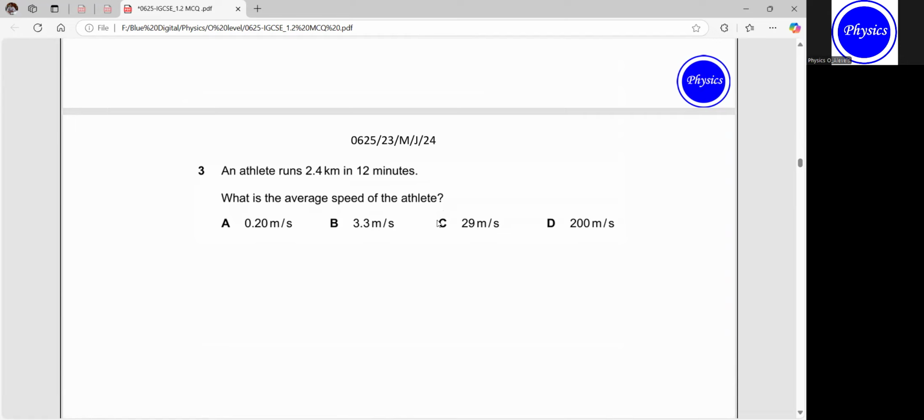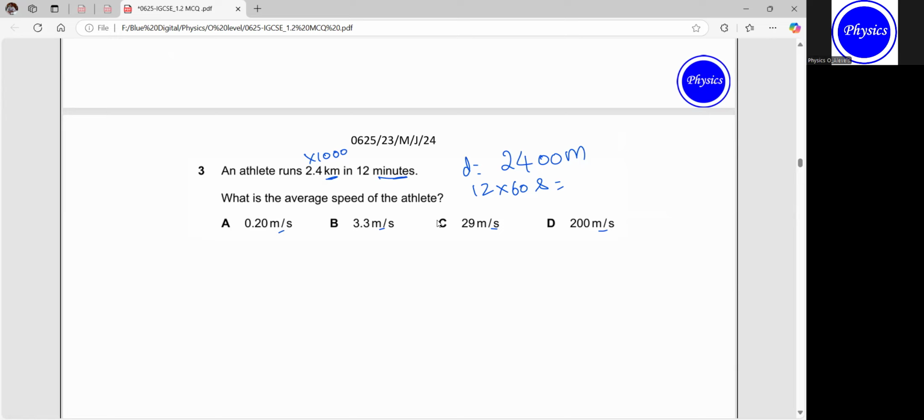Okay, then the next one is an athlete runs 2.4 kilometer in 12 minutes. What is the average speed of the athlete? Be careful with this type of question. Here it is in kilometer, here it is in minutes, and here if you see all the options are given in meter per second. So here, first of all, you convert the distance to meter, which will be 2,400 meter, because 2.4 kilometer times 1,000 is going to give you 2,400 meter. Then that is the distance, and 12 minutes is going to be 12 times 60 seconds.